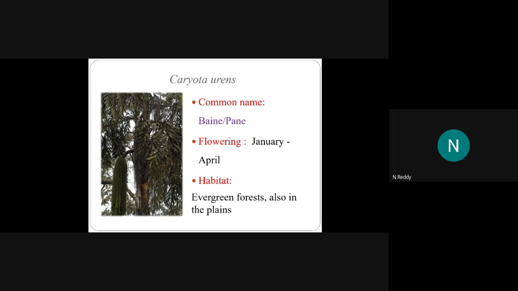So this flowering season is very important. January to April, usually in our South Indian conditions, especially in Western Ghats, and also in plains, this January to April is the flowering season for most of the plants. After the end of winter, spring season starts, and most of the species of plants flower in this season. I think this is common in North India as well.